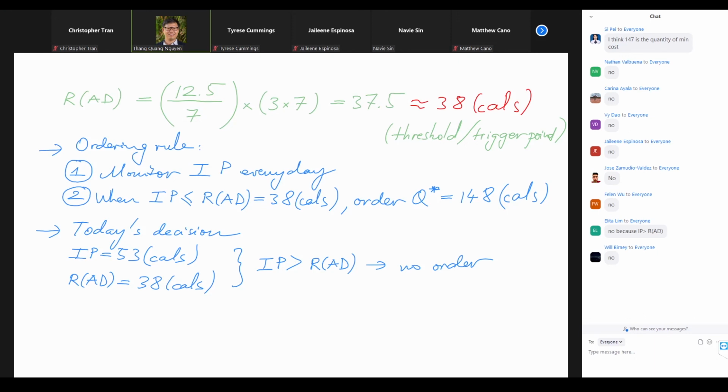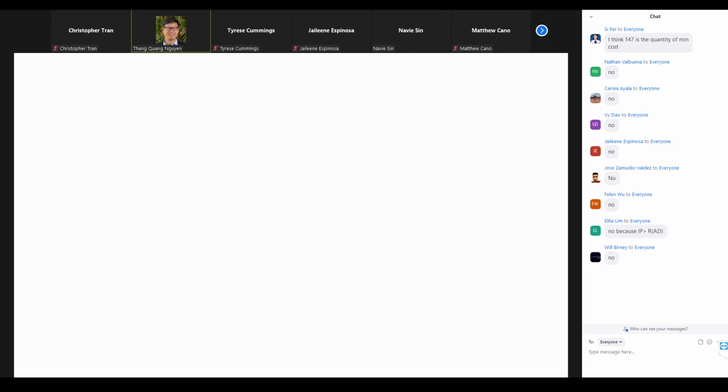Okay, so that's the ordering rule and today's decision. Next, I would like to draw a picture to illustrate how the system works over time. Hopefully that picture will give you the intuition about the whole model that we work on right now. All right, so next I would like to show you the illustration of how the system works.